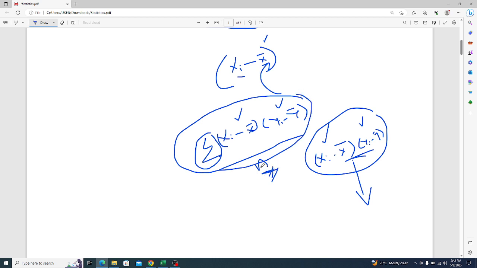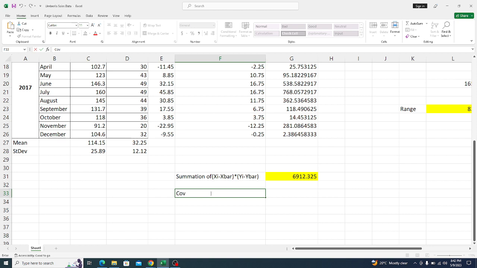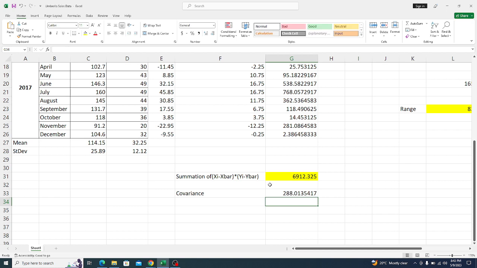Dividing by n. So here we are going now to compute the covariance. The covariance will be given by equal to this, divided by our n. So that is divided by 24. This is the value of covariance.